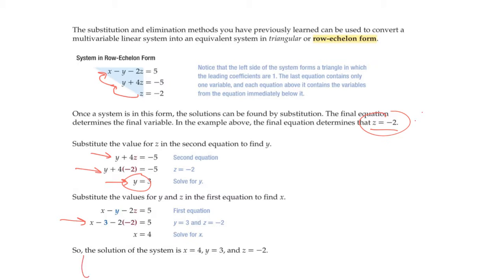Now, when you write the solution, you could also write it as (4, 3, -2). As you guys used to write, x and y would be like (4, 4) or whatever. You can also write it in that format or just x equals, y equals, and z equals.